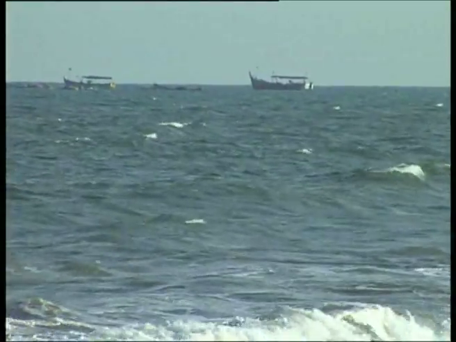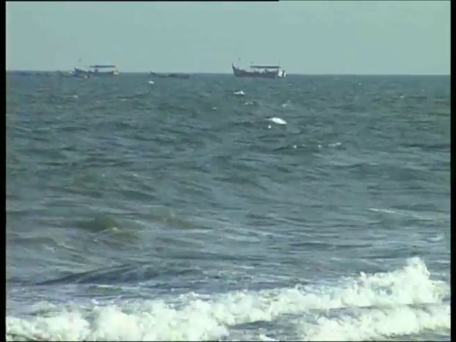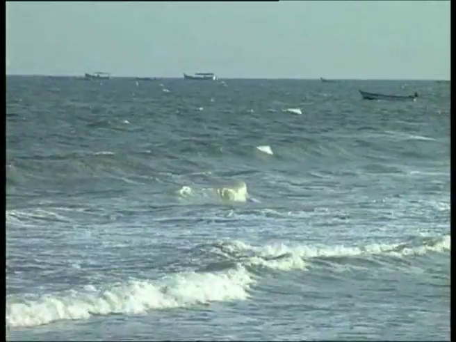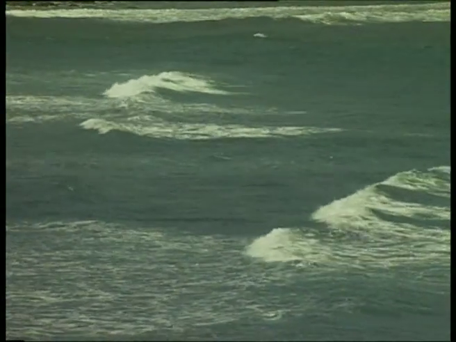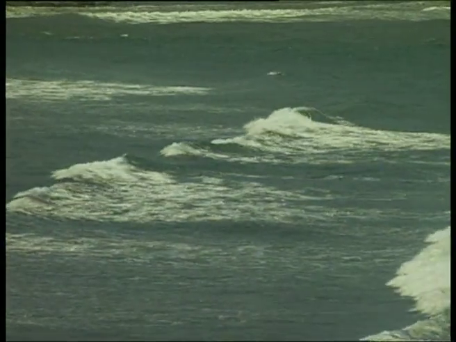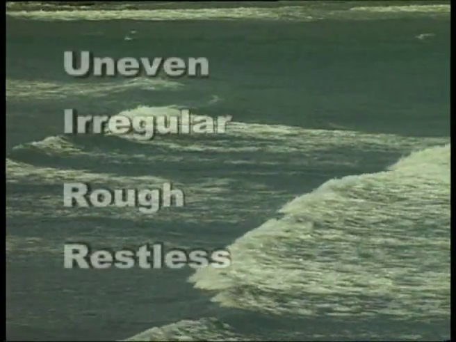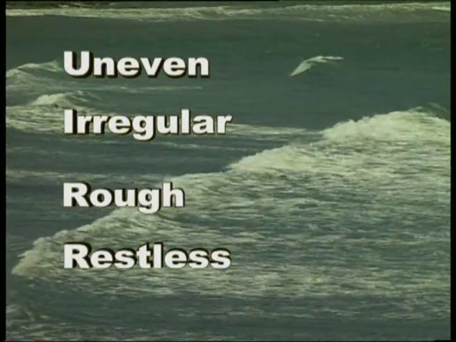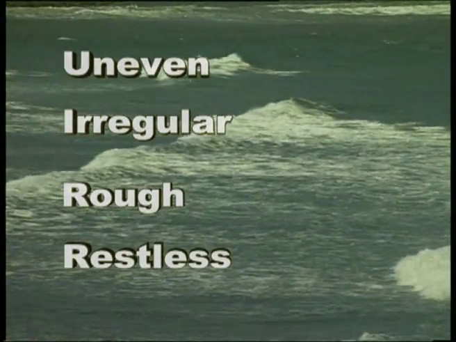Waves are undulations of the surface layers of the bodies of sea waters. Large bodies of water are almost constantly in motion. Ocean surfaces are never calm and smooth. They are uneven, irregular, rough and restless.